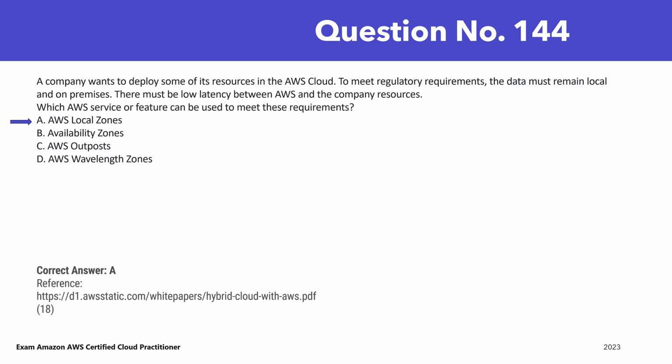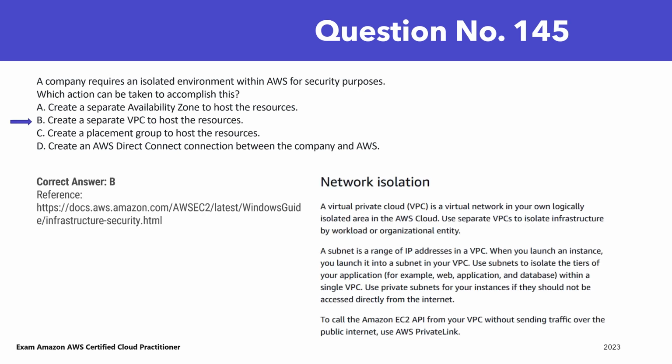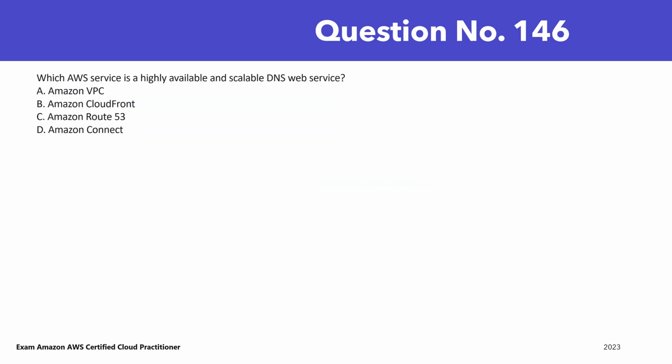A company requires an isolated environment within AWS for security purposes. Which action can be taken to accomplish this? A. Create a separate availability zone to host the resources. B. Create a separate VPC to host the resources. C. Create a placement group to host the resources. D. Create an AWS Direct Connect connection between the company and AWS. Correct answer, B.